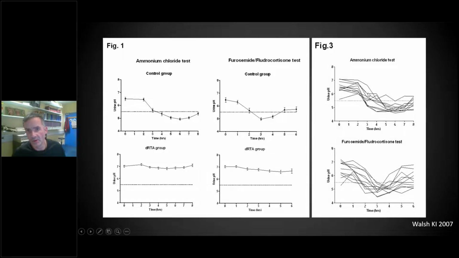And here are the actual plots of the healthy volunteers. You can see that everyone dips to a pH of less than 5.3 with both tests. Well, actually, this one guy just skated his 5.3 here. And everyone else managed it at about 3 hours here and about 4 hours in the ammonium chloride group.